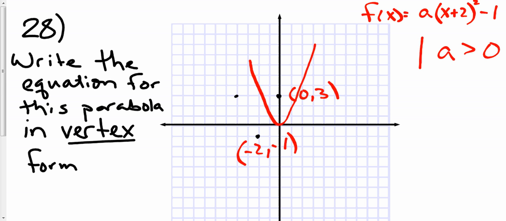So now it's at the origin. The vertex is at the origin. And where 0, 3 was, now is where? It's at 2, comma 4. Does x squared have a point at 2, comma 4? So in other words, what's 2 squared? 4.